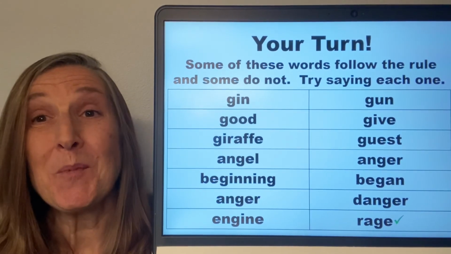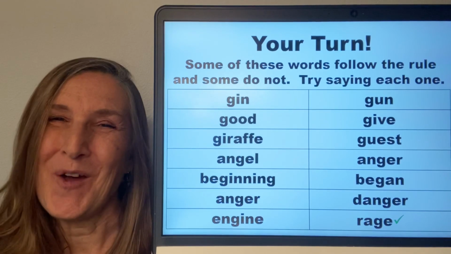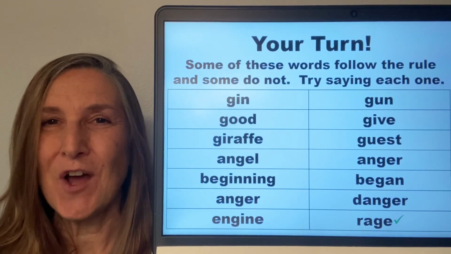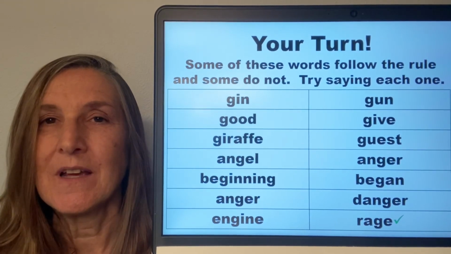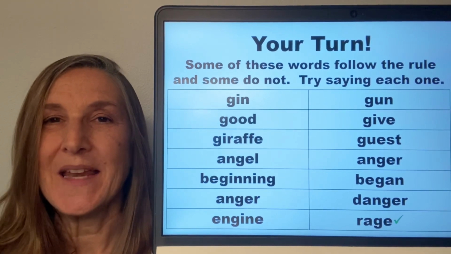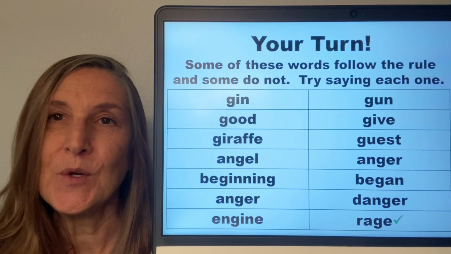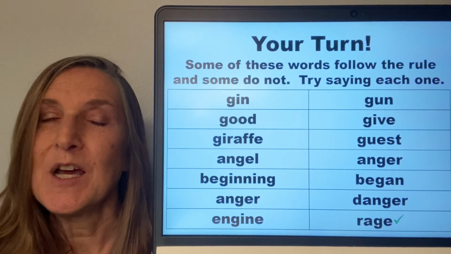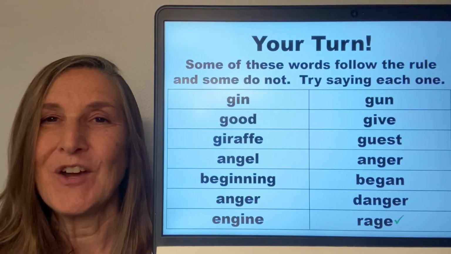So you've got to remember some of those words and know whether it has a hard G or a soft G when it's an exception. But in general, the hard G is going to be followed by an A, an O, or a U, and the soft G by an E, an I, or a Y.